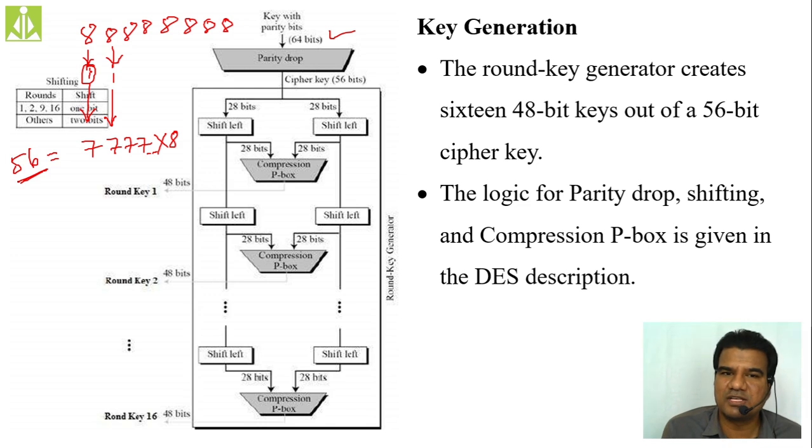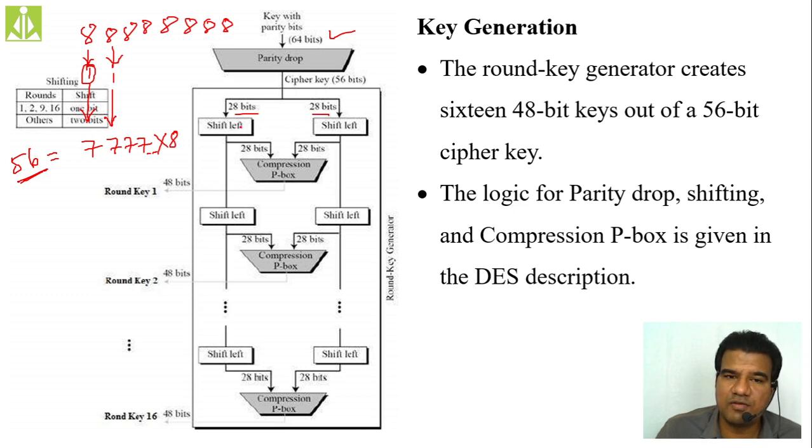Okay, already I have explained what parity drop means and how this parity drop will happen. The complete 64-bit key will be divided into 8 groups of 8, and from each 8 it drops 1 parity bit to get 7 bits. Those 7 bits multiplied give you 56 bits. That 56 bits is split into two halves, 28 bits and 28 bits.